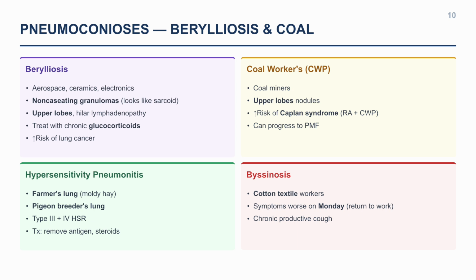Hypersensitivity pneumonitis. Classic examples are farmer's lung from moldy hay and pigeon breeder's lung from bird droppings. Pathophysiology involves type 3 and type 4 hypersensitivity. Treatment is removing the antigen and giving steroids. Byssinosis, seen in cotton textile workers, where symptoms classically worsen on Monday when workers return to work after the weekend off.